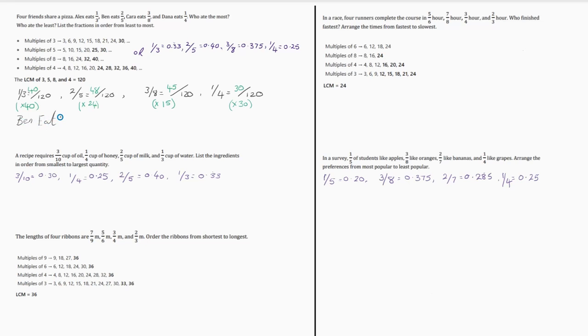Let's look for the second one. Who ate the least? Let's have a look. It would be a quarter. Who's a quarter? Dana. So Dana ate the least.